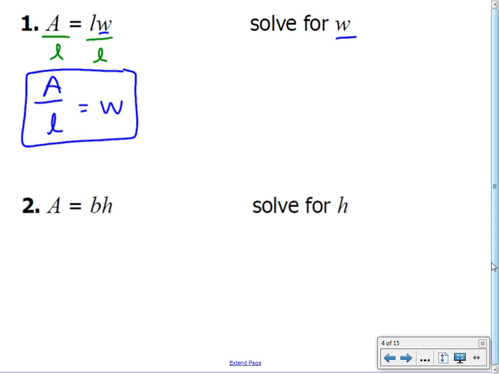For number 2, we're solving for H. Well, H is right here. It's being multiplied by B. So we use our inverse operations. We divide by B. So our answer would be A divided by B is equal to H.